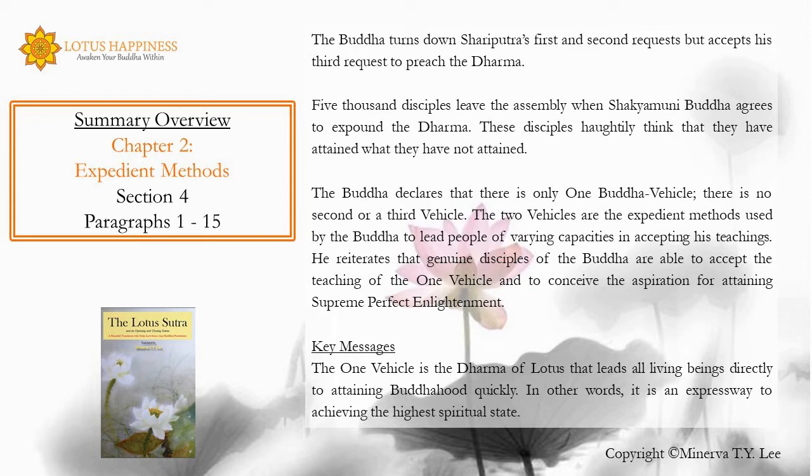The Buddha declares that there is only one Buddha vehicle, there is no second or third vehicle. The two vehicles are the expedient methods used by the Buddha to lead people of varying capacities in accepting his teachings. He reiterates that genuine disciples of the Buddha are able to accept the teaching of the one vehicle and to conceive the aspiration for attaining supreme perfect enlightenment. Key messages: The one vehicle is the Dharma of Lotus that leads all living beings directly to attaining Buddhahood quickly. In other words, it is an expressway to achieving the highest spiritual state.